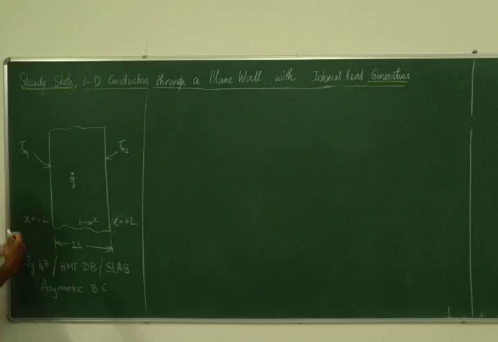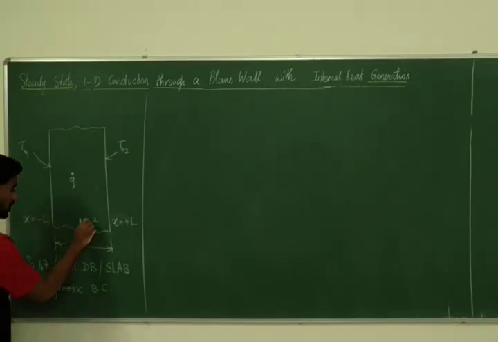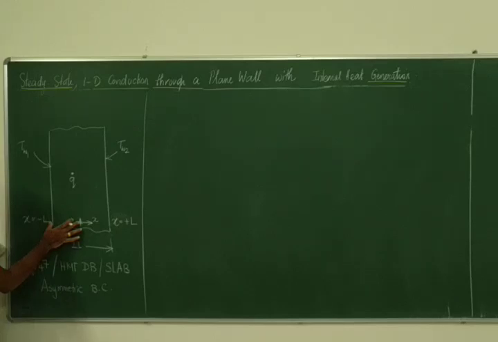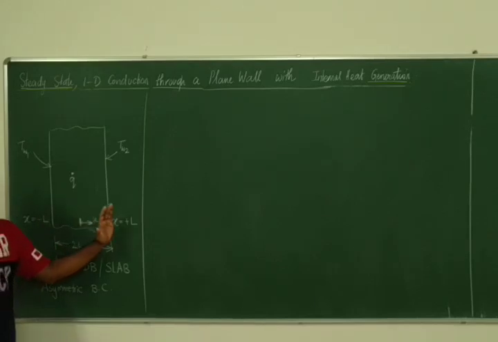Now for x, I am going to change the origin. I am going to take the center of the wall as the origin for x. So this will be x equal to L and that will be x equal to minus L, so that the width of the wall is 2L, from minus L to L.